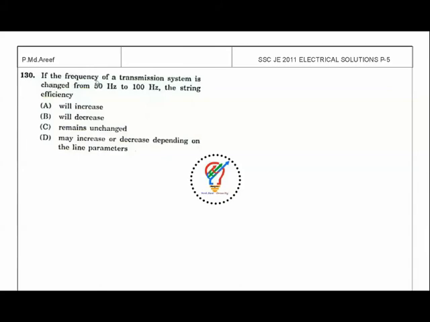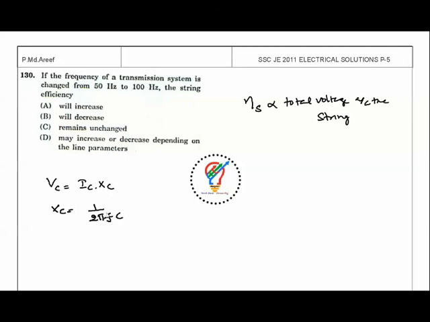Next question on the screen is, if the frequency of a transmission system is changed from 50 Hz to 100 Hz, the string efficiency will be. The string efficiency is proportional to the total voltage across the string. Now what will happen here is, the voltage across the capacitor string, VC, is equal to IC into XC. XC is nothing but 1 by 2 pi F into C. As frequency F increases, XC automatically decreases. As XC decreases, what about the VC? It decreases. As the VC decreases, what about the string efficiency? It decreases. So the string efficiency will decrease is the answer.